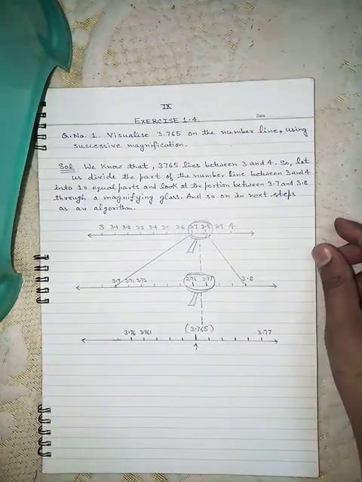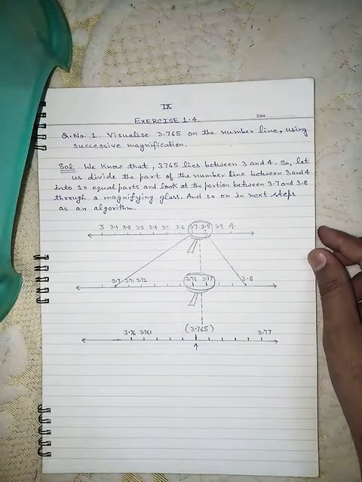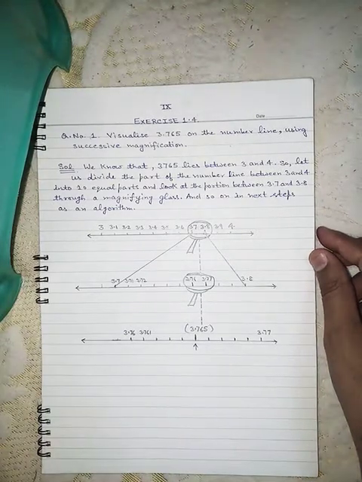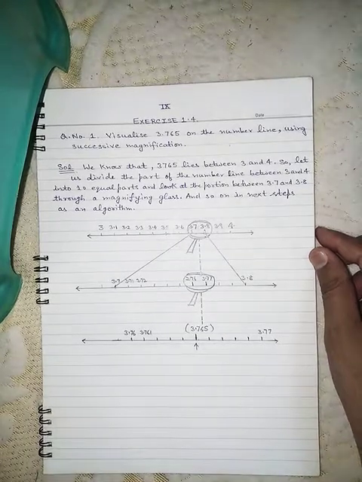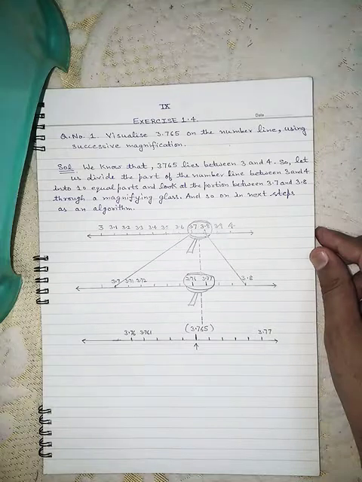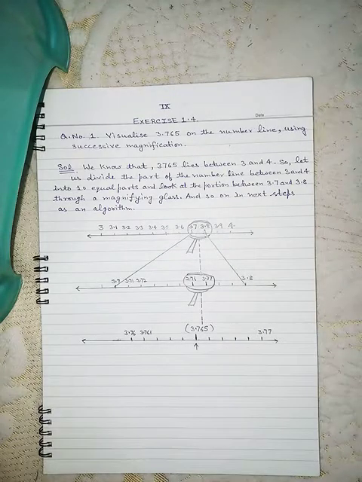Students, exercise 1.4, number systems. Question number 1. Visualize 3.765 on the number line using successive magnification. Students, this is a very simple topic.